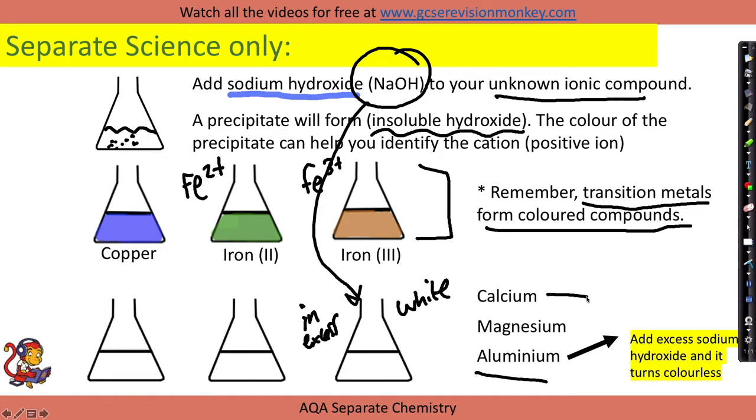For the other two, you may need to do a flame test, and if it comes up as orange-red, you know then you've got your calcium. To remember the difference between these white precipitates, remember that calcium and magnesium are in group 2, and the aluminium, being in group 3, is the one that does something different. Okay, so the group 3 one is the one that will disappear when you add excess sodium hydroxide.